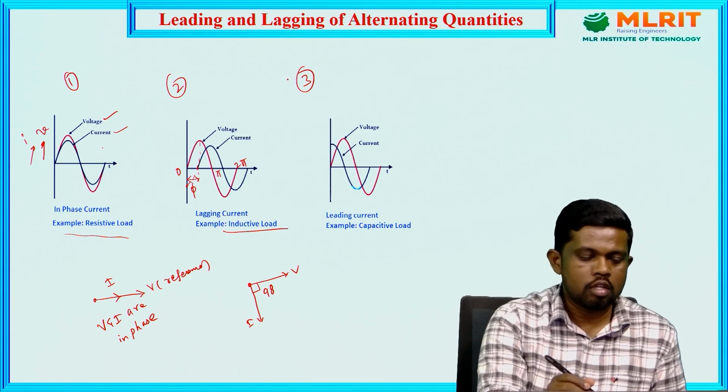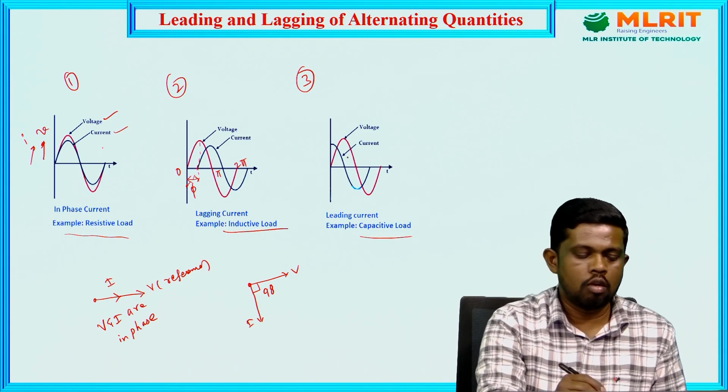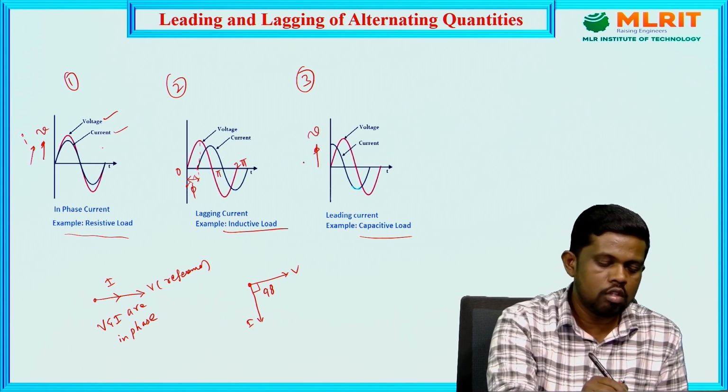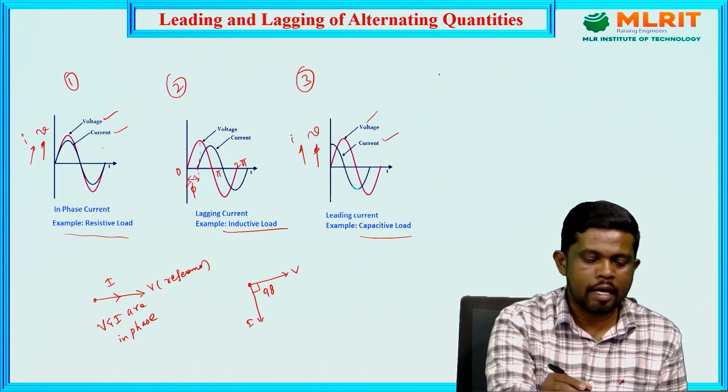Then I need to consider the other thing. If it is a capacitive load in the network, then the voltage should be applied like this. This is the voltage and this is the current. The black one is current and the red one is voltage. Based on this one, we need to draw the phasor diagram.